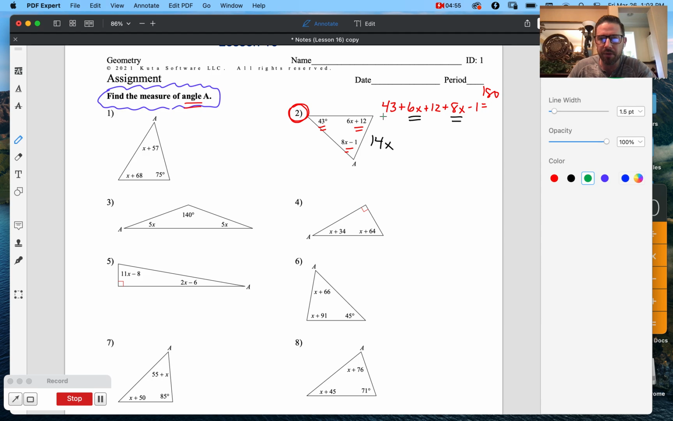And now we've got all these other terms, right? We've got a 43, a 12, minus 1. I think I can do this one in my head. 43 plus 12 is 55, minus 1 is 54. So I think it's plus 54 equals 180. We have to subtract 54 from both sides, and I think we have 14x equals 126, maybe. Let's see if I did this math right. We have to divide both sides by 14.